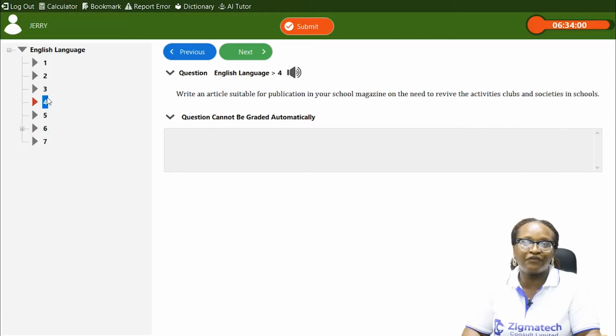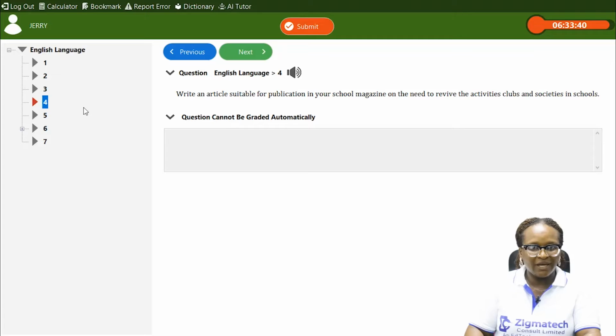Now you go on to define key terms. We have key terms here that you can define: what clubs are, what societies are. Yes, societies, I guess that's what it is, but basically clubs. When you're done defining them, then go on to the main body, which is what you can do to revive the club activities.